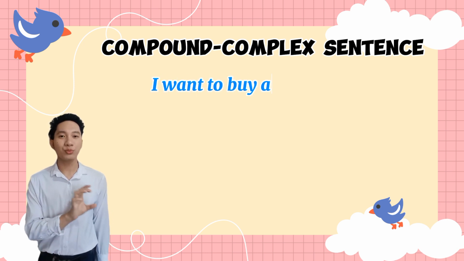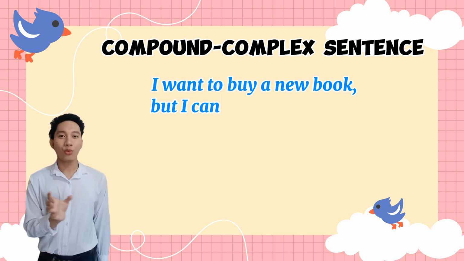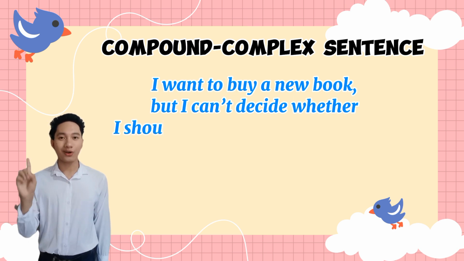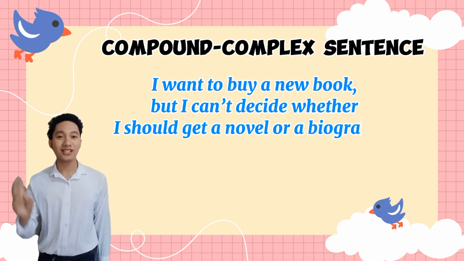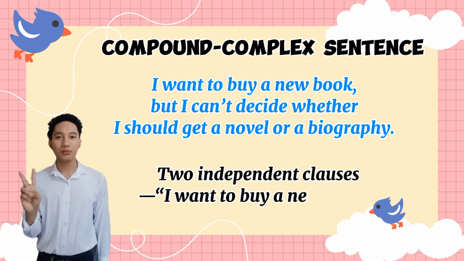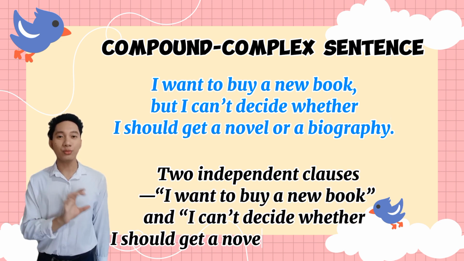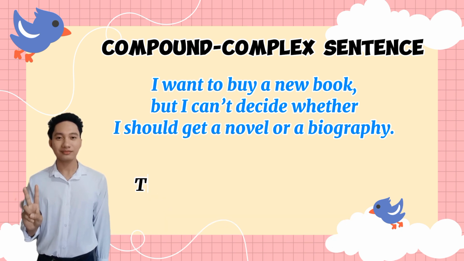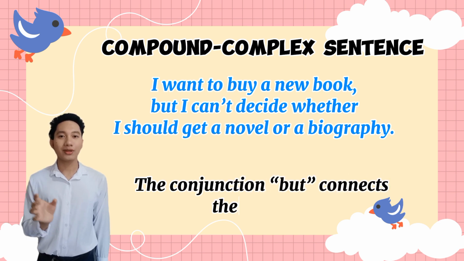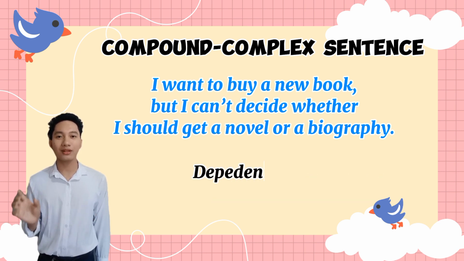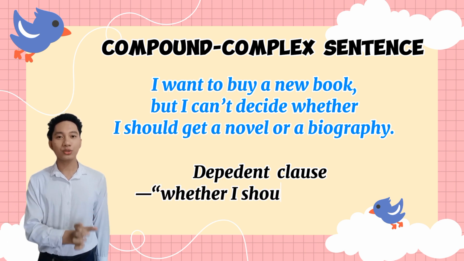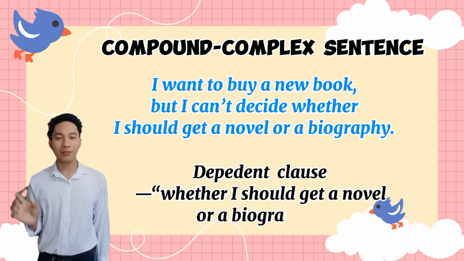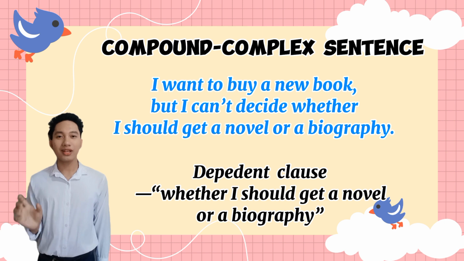Now let's have a last example. I want to buy a new book but I cannot decide whether I should get a novel or a biography. So this sentence has two independent clauses, which are "I want to buy a new book" and "I can't decide," and the conjunction "but" here connects these clauses. The dependent clause "whether I should get a novel or a biography" gives additional information about the second independent clause.